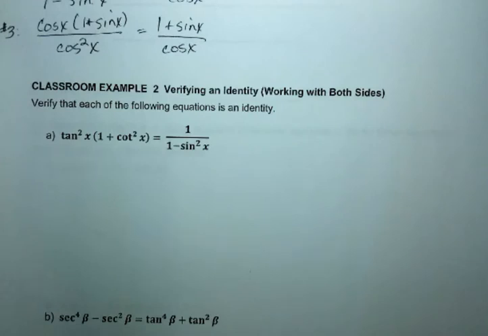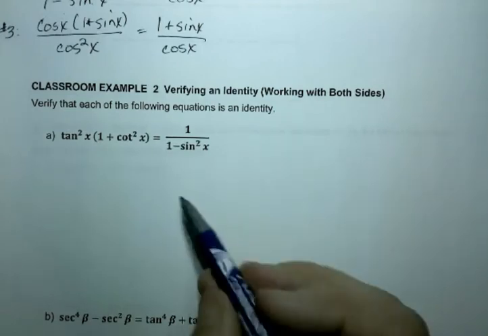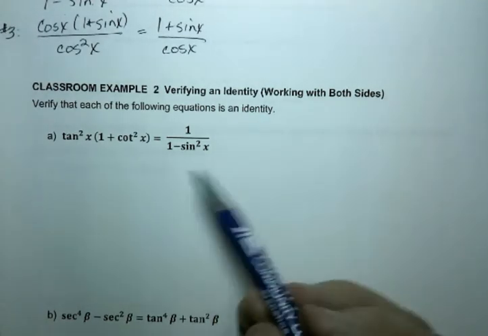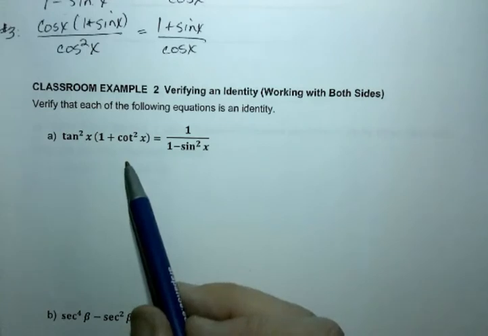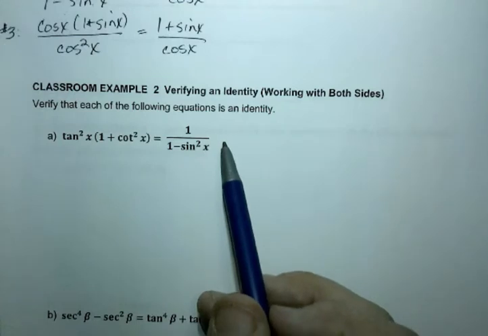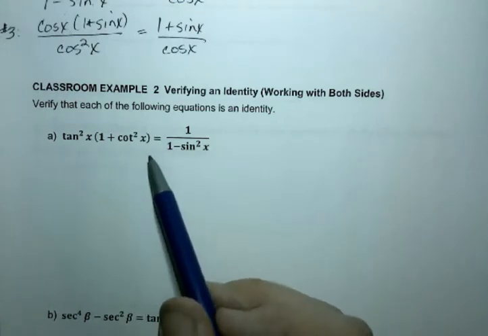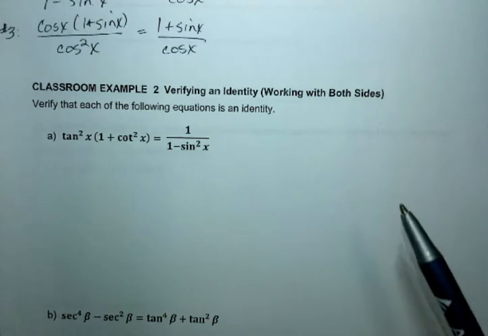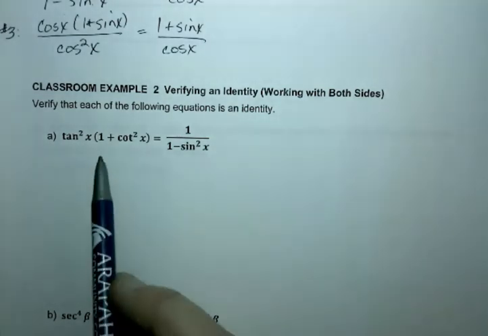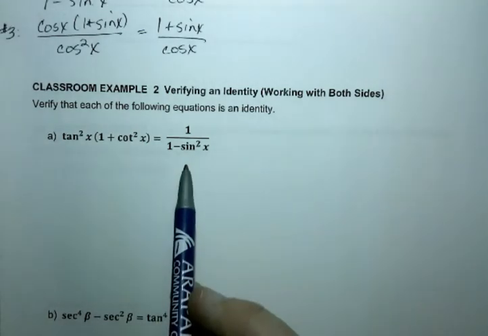Now we don't always need to just work with one side. You can work with both sides at once, especially if there's an easy way to simplify things on both sides. So for these two examples, we're going to work with both sides. But we're still not using some of the equation solving principles. We're not going to be multiplying both sides by the same quantity or adding or subtracting the same quantity from both sides. That's equation solving strategies. We're just verifying identities. So we're going to work with each side separately and try to get them to look the same.